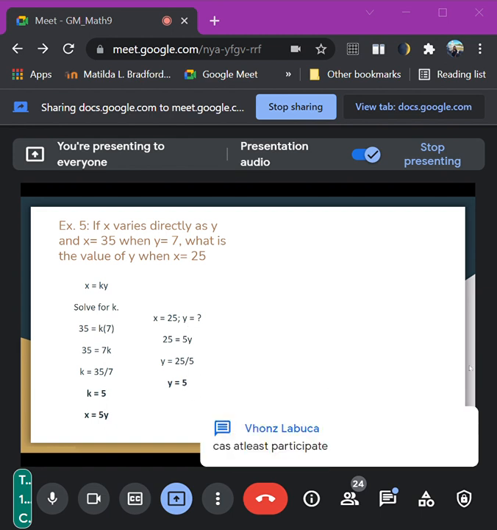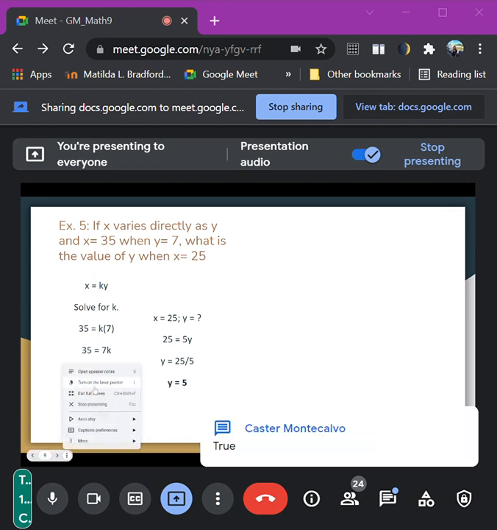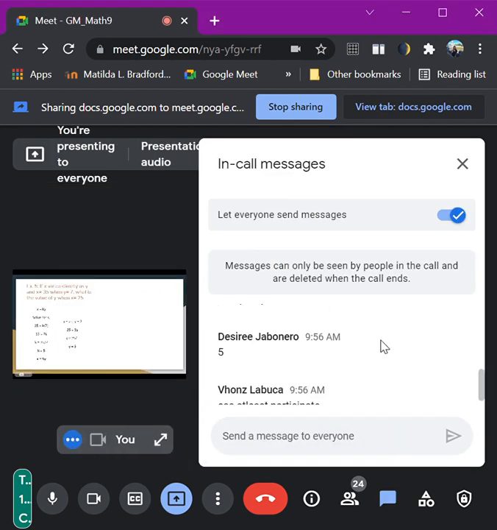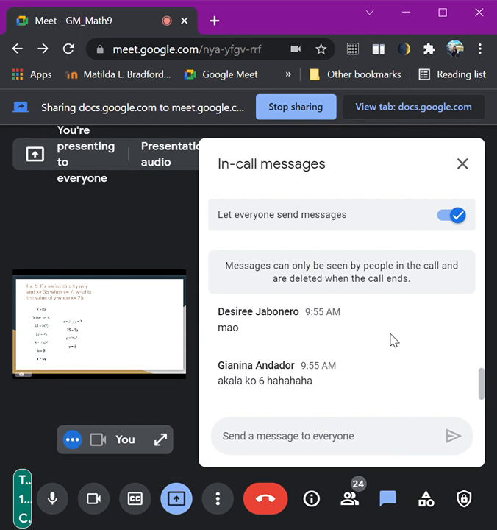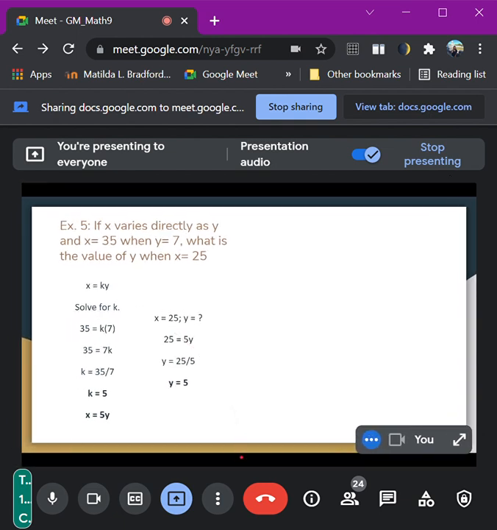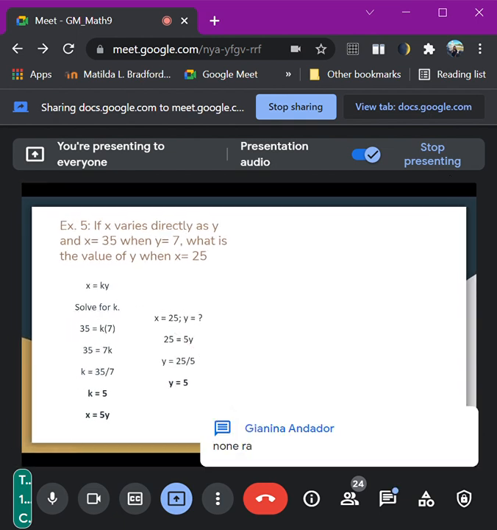So, mao siya ang first step class. You need to get your equation for your statement. And the next one is to solve for k. And then next is to solve for unknown. Okay? Sige. Now, do you have any questions, for example, number 5? None. Okay, none. Now, let's go to the next one, class.